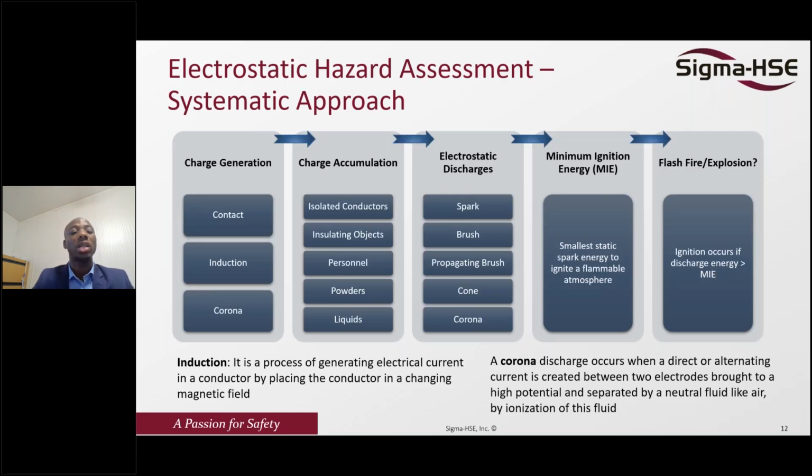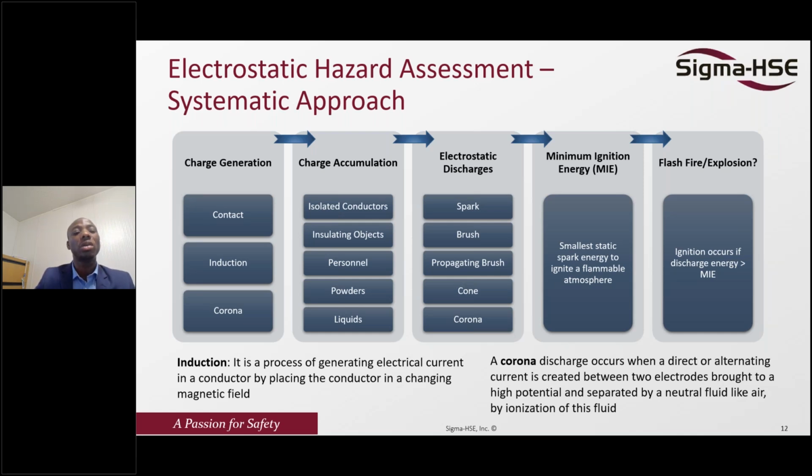So how do I assess electrostatic hazard? The first thing that comes to my mind is I need to understand: how does this charge generate? How does it accumulate? How do I dissipate or discharge it? What are the key parameters that I need to know when I have this discharge? And what is the energy that can ignite the material that I handle?